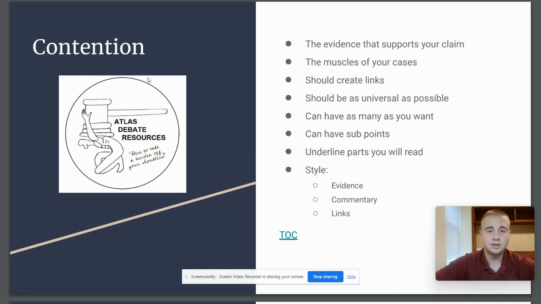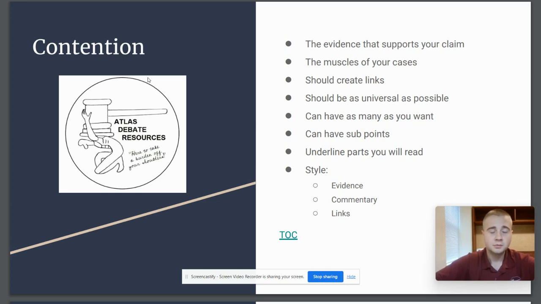Next is contentions. Contentions are the muscles of your case, the meat. They actually physically get things done for you, and ultimately they're the evidence to support your claim. As you've noted, so far it's been a lot of abstract concepts: justice, this measuring and achieving criterion that's theoretical, these observations, outside information. Contention is the actual evidence that proves that these things can be done and should be done.